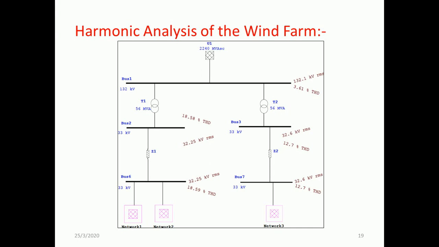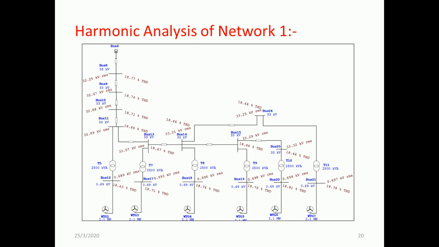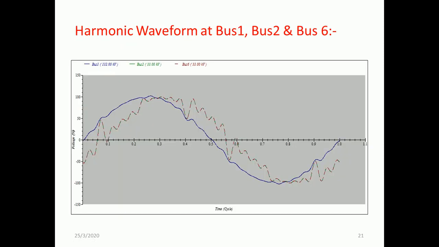So in this case, we can also observe the harmonic percentage THD at different locations in the network. Now this is for network 1. You can see the percentage THD is more nearer to the WTG. This is the harmonic waveform. You can observe that bus 1, which is 132 kilovolt, is showing a percentage of 3% THD. So it is not purely sinusoidal, but it's more sinusoidal as compared to bus 2 and bus 6 of 33 kilovolt.